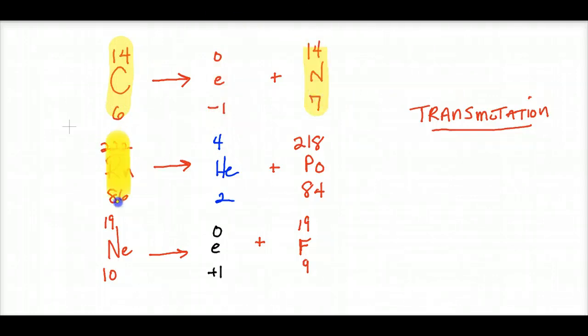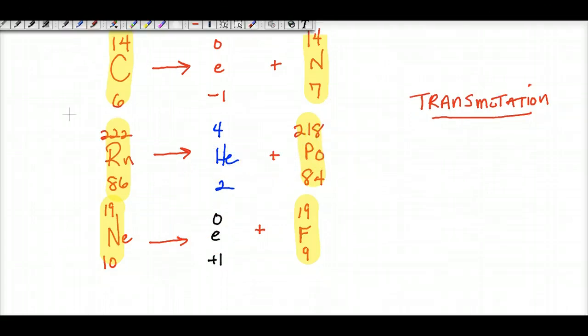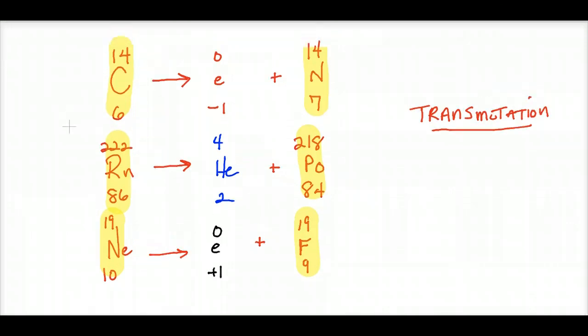So radon-222 becomes polonium-218. Neon-19 becomes F-19. They do so because they emit these particles from the nucleus. Because of what? Too many neutrons, too few neutrons, too many protons, and they become stable. So this is called transmutation, but transmutation differs by the words artificial and natural. And all of these represent natural transmutation.